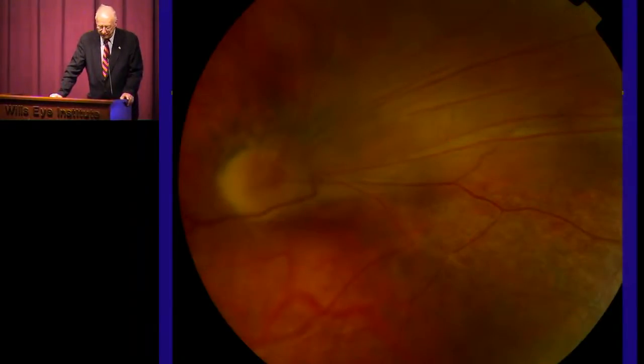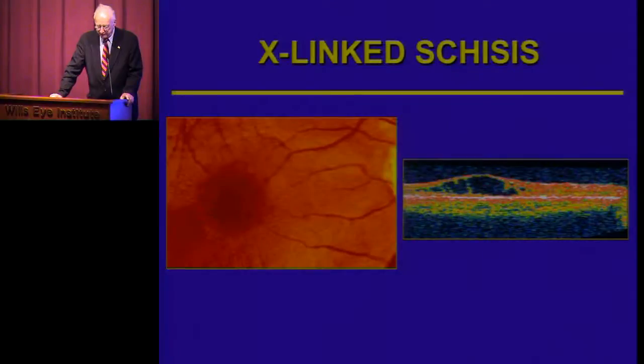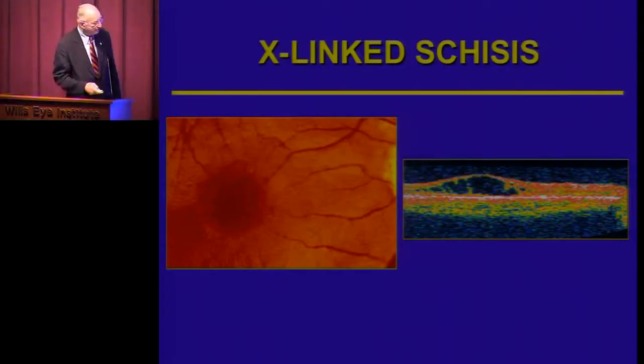Another case of FEVR with dragging of the retina and some sclerotic vessels. And X-linked retinoschisis, and this is where we were. Here, can you appreciate the stellate appearance? You can see how it is a schisis right in the macula.